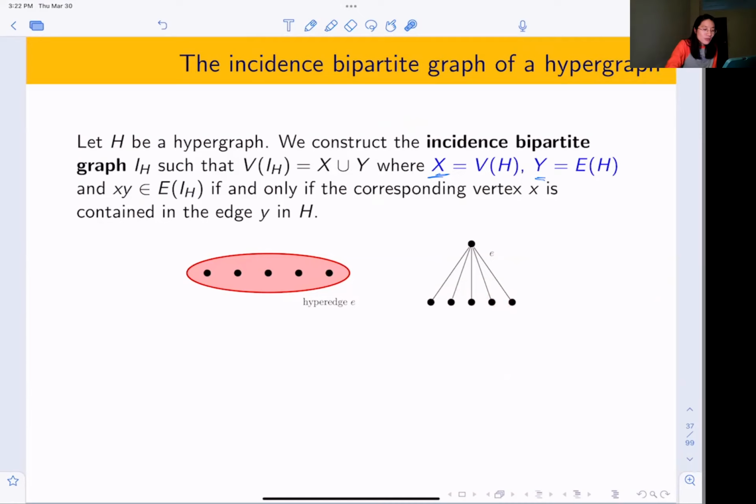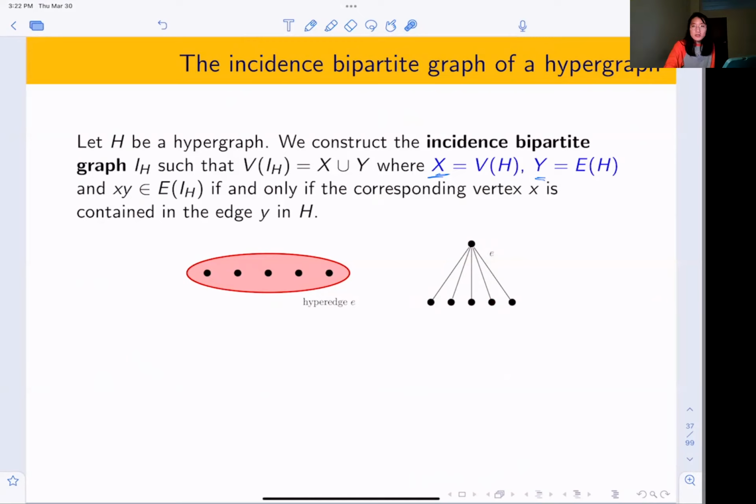So we construct this incidence bipartite graph, and as an example here, I have some edge. It has 5 vertices. I give it its own vertex, and I make it adjacent to every vertex it contains. So I do this for all of the hyperedges, and then I get this bipartite graph. And in particular, it has some really nice properties.